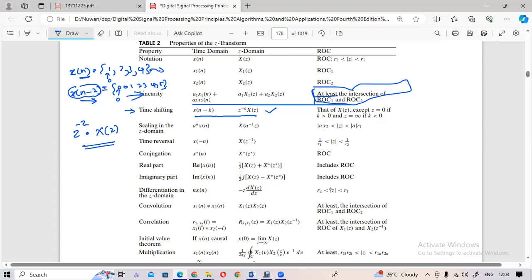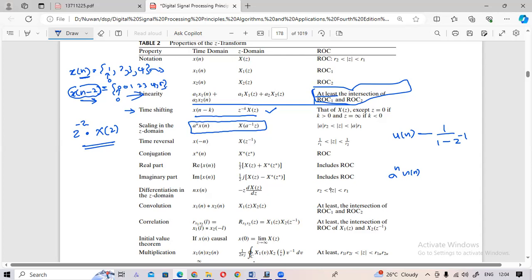And scaling. We have already used scaling. For example, we have found the Z transform of u n, and we got it as 1 over 1 minus Z to the power minus 1. Now if we have a to the power n u n, this is scaling. We call this scaling in the Z domain, because Z is multiplied by a value.